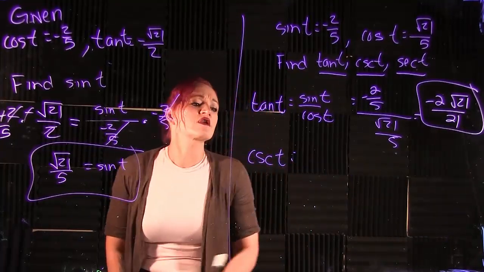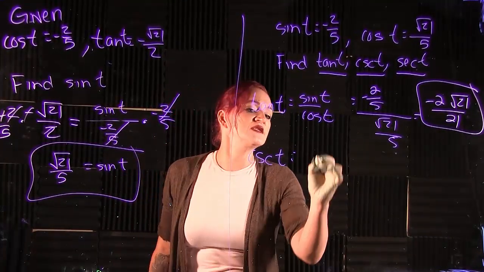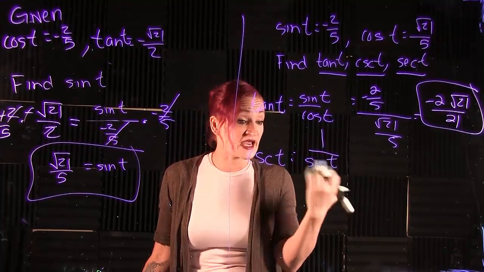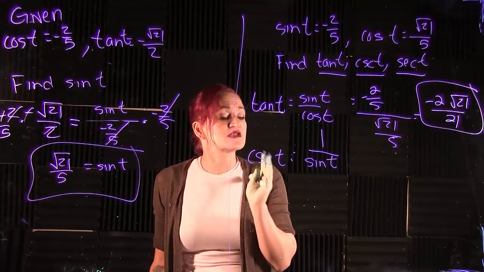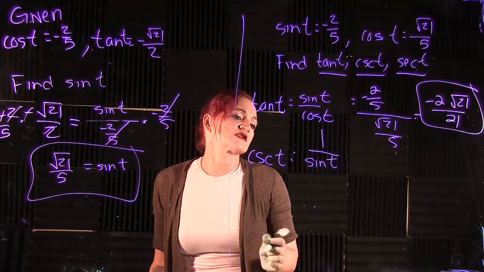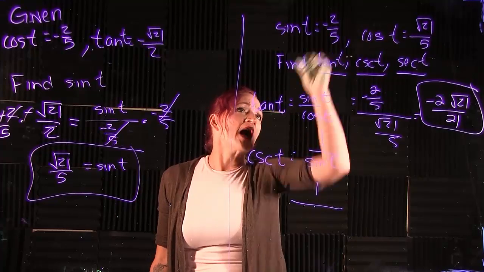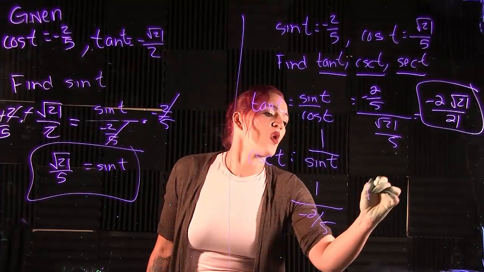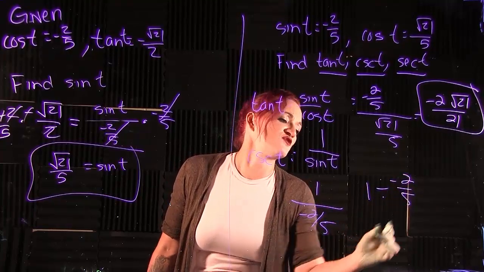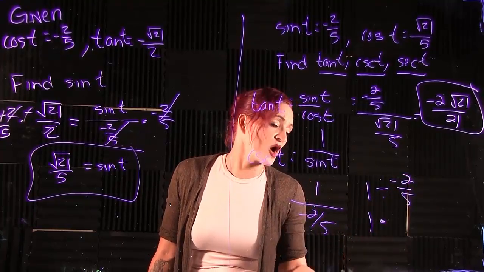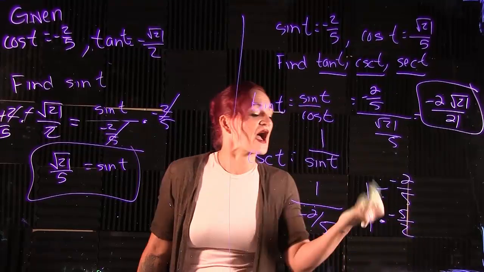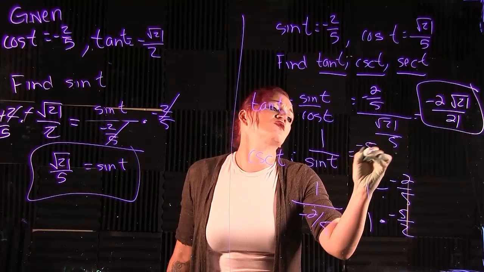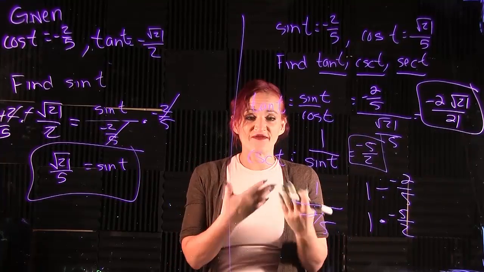In order to find cosecant t, the thing that we need to know is that cosecant t is equal to 1 over sine t. So we need to use that property to figure this out. Our sine is a negative 2/5. So we have 1 divided by a negative 2/5, which is the same thing as 1 times a negative 5/2, which means cosecant t is equal to a negative 5/2.